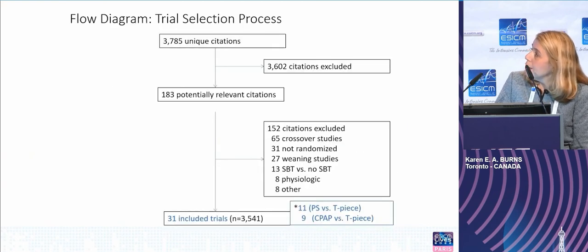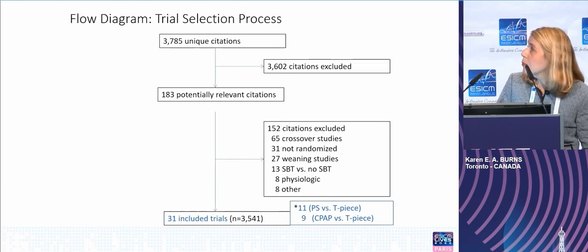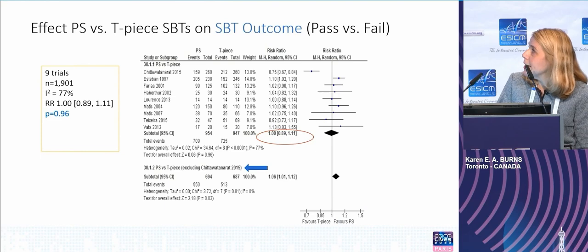So what did we find? We actually identified 31 trials that compared alternative SBT techniques. Most were 2-arm, some were 3-arm. The vast majority of these, 11 trials, compared pressure support to T-piece, and 9 compared CPAP to T-piece, which I think underscores the most commonly used SBT techniques.